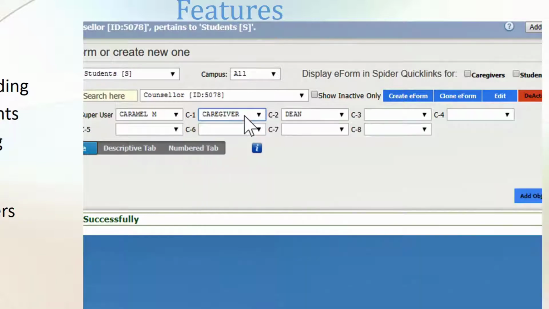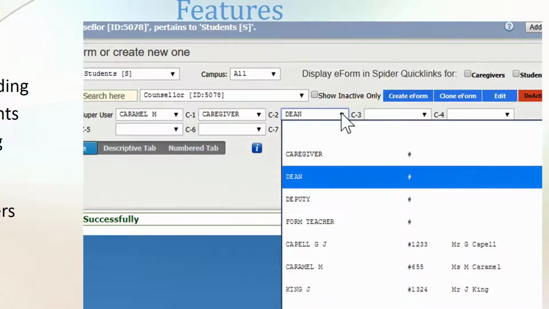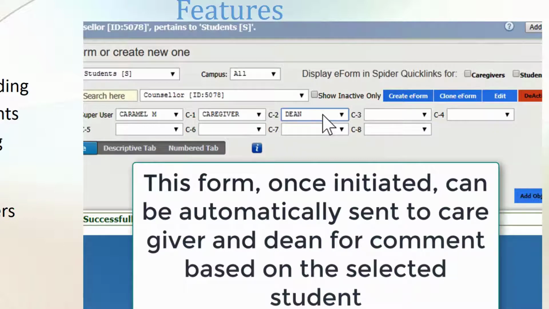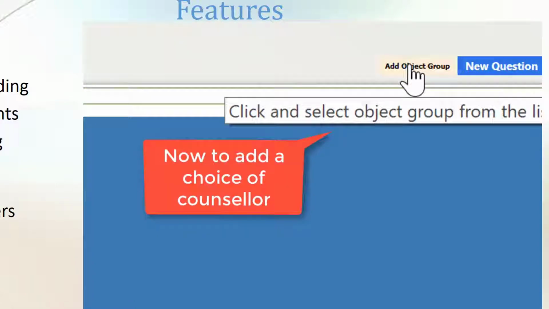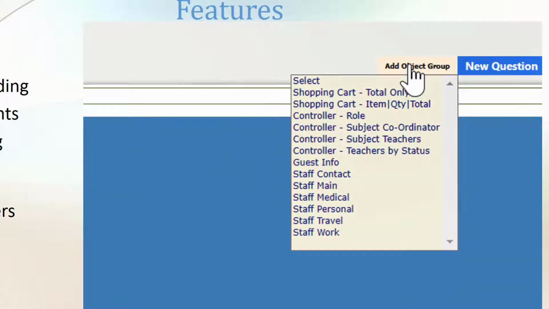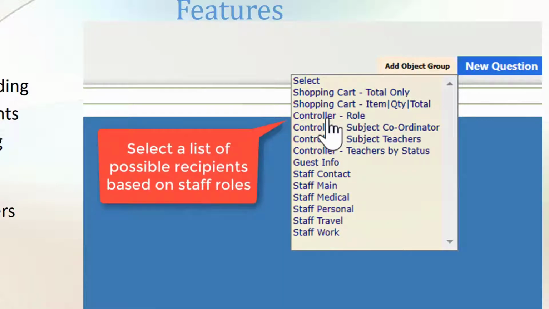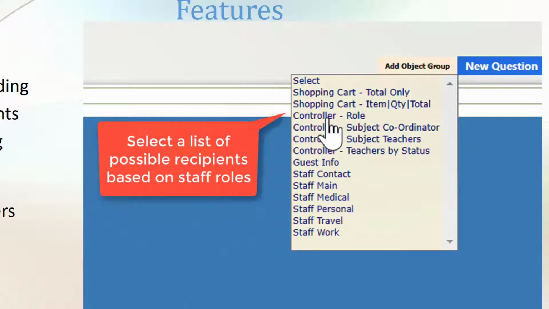Likewise, controllers can include caregivers, deans, form teachers, in which case an eForm submitted that needs to go to one of these individuals for a decision to be made will be automatically passed to the correct individual based on the student record. Controllers can be based on a role.